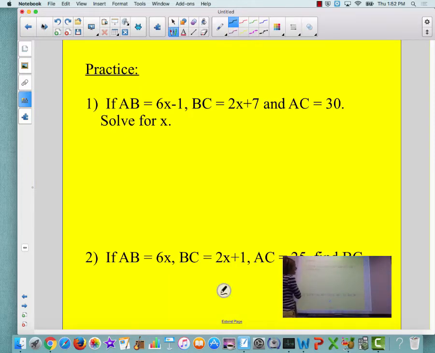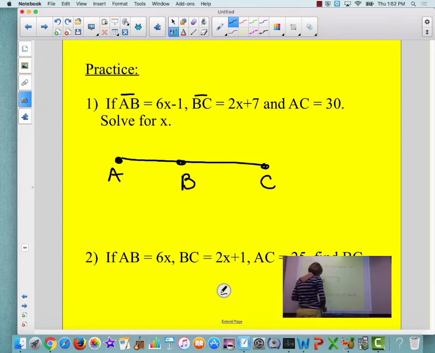So I said if AB, and actually let's make these segments. Let's make these all segments. No, let's leave it. It's fine. So if AB equals 6x minus 1, BC equals 2x plus 7, and AC equals 30, solve for x. And I think I gave you a segment. That's why I need to write it. Okay, so I gave you a segment, A, B, C.